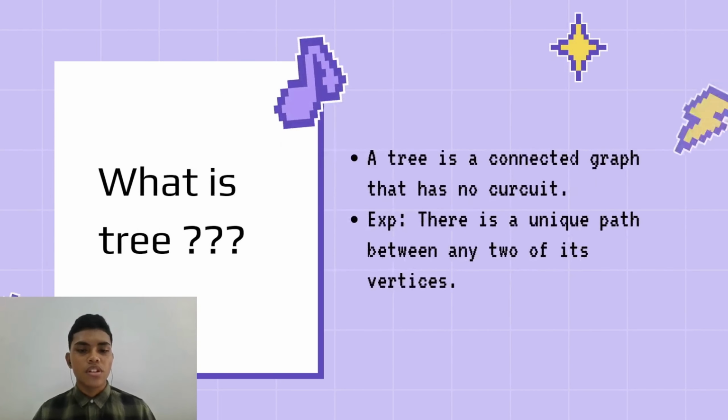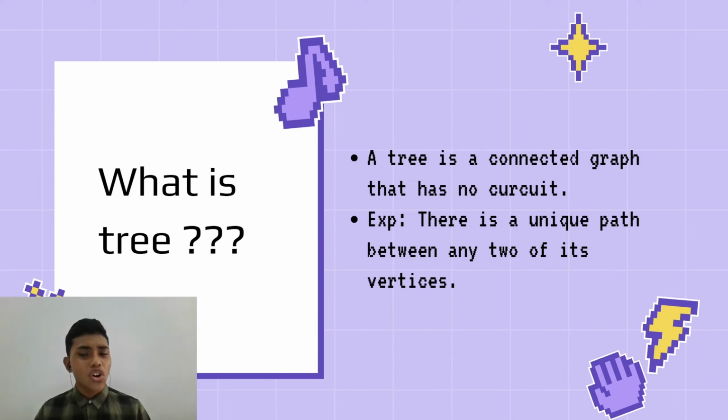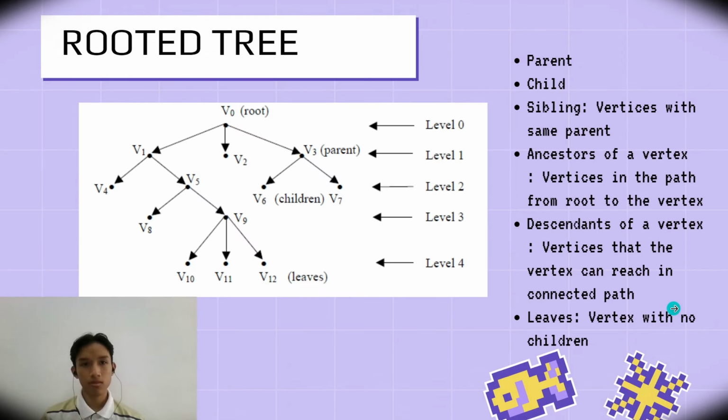Okay, so what is a tree? A tree is a connected graph that has no circuit. Remember, has no circuit. For example, there's a unique path between any two of its vertices.